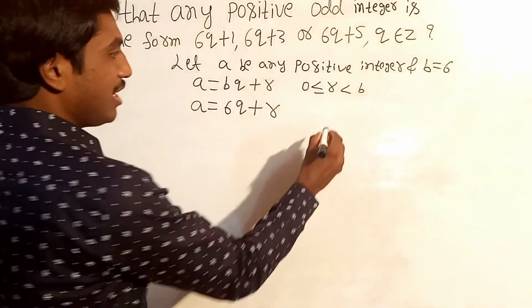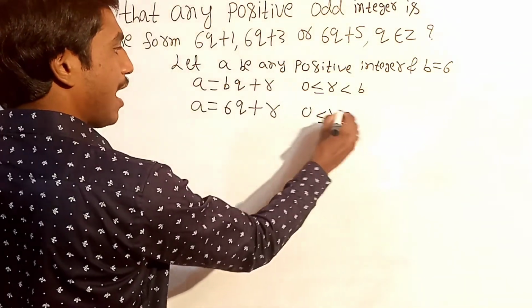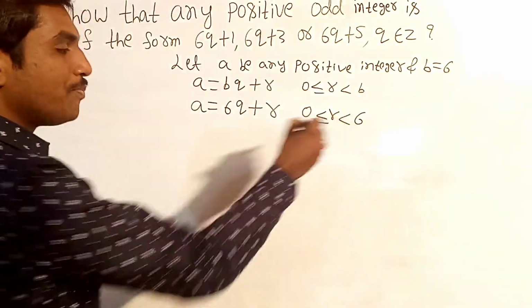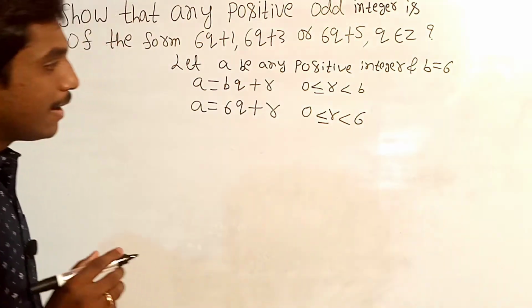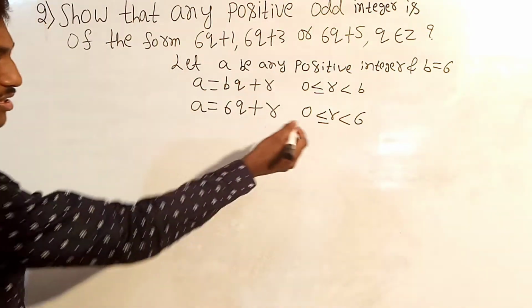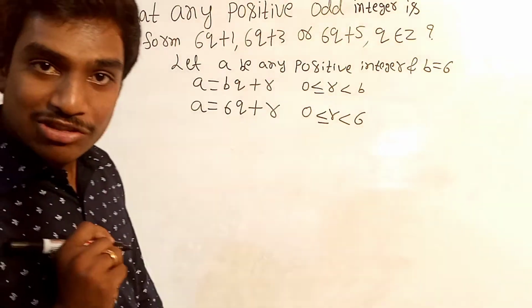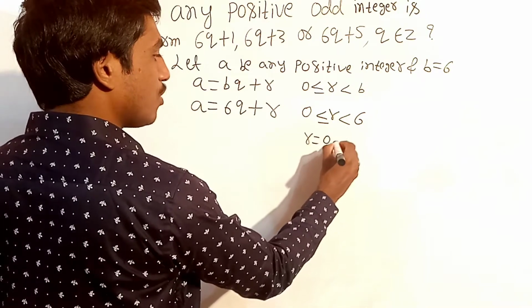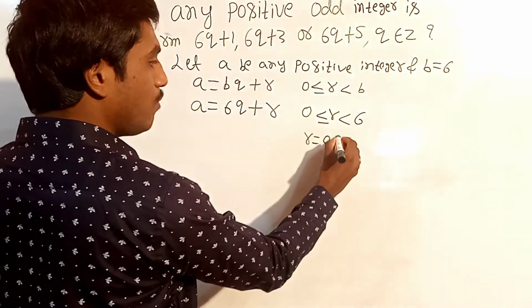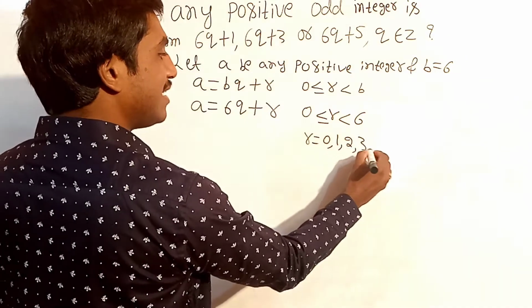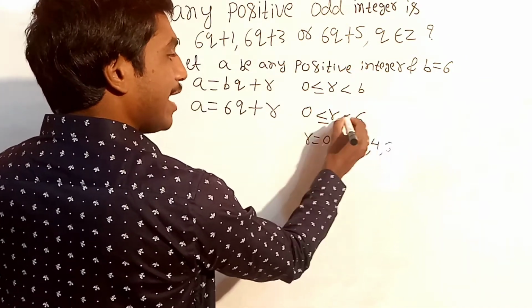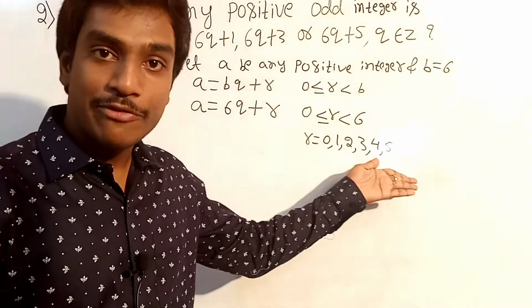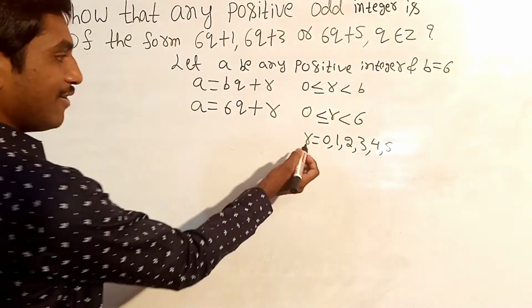Now r lies between 0 and the value of b, here 6. So r starts from 0 and it should be less than 6. Now with this we can write the possible values of r. The possible values of r are 0, 1, 2, 3, 4 and 5, since r is less than 6. Now we will see one by one.